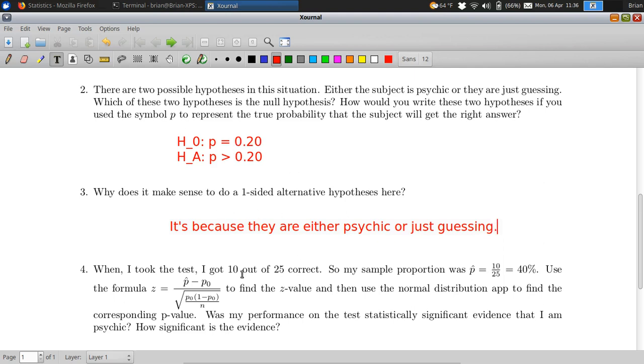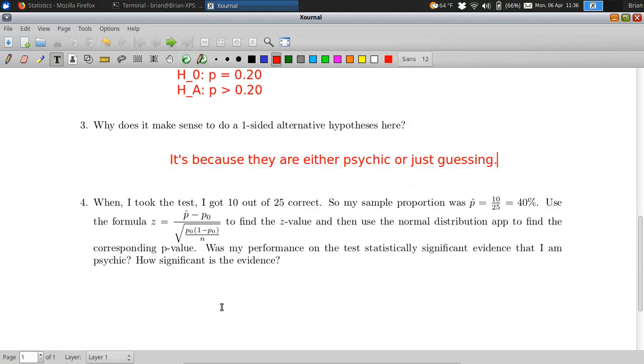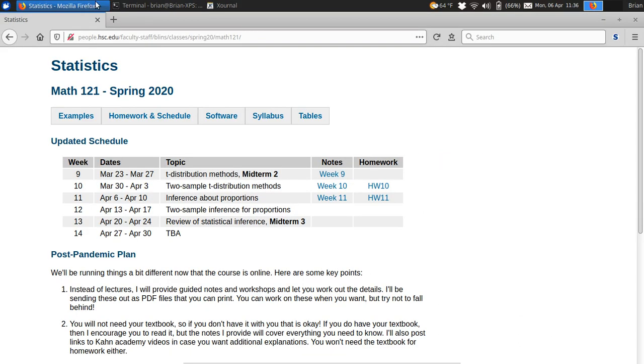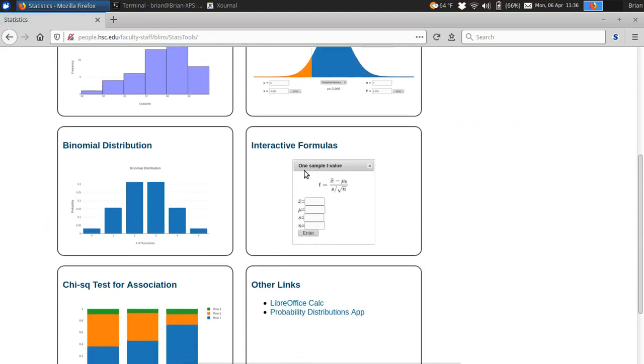So let's test that. And that's what this formula for a hypothesis test does. It tells us if our sample data is far enough away from what the null hypothesis said the p should have been to be statistically significant evidence that there's something going on. So we've got to calculate the z-value first. So we're going to find out what z is equal to. And to do this, I recommend using the online formula sheet, the interactive formula sheet. So let me pull that up. It's on our class website, software, interactive formulas.